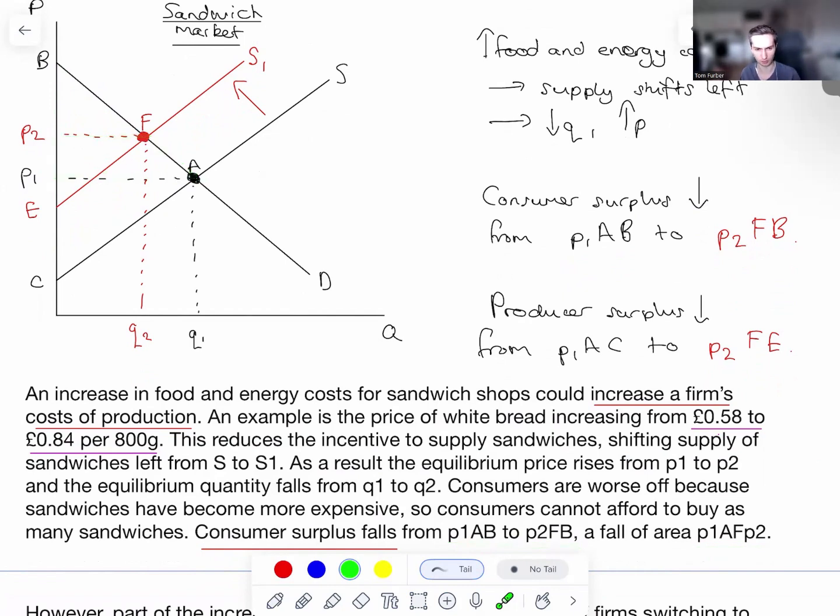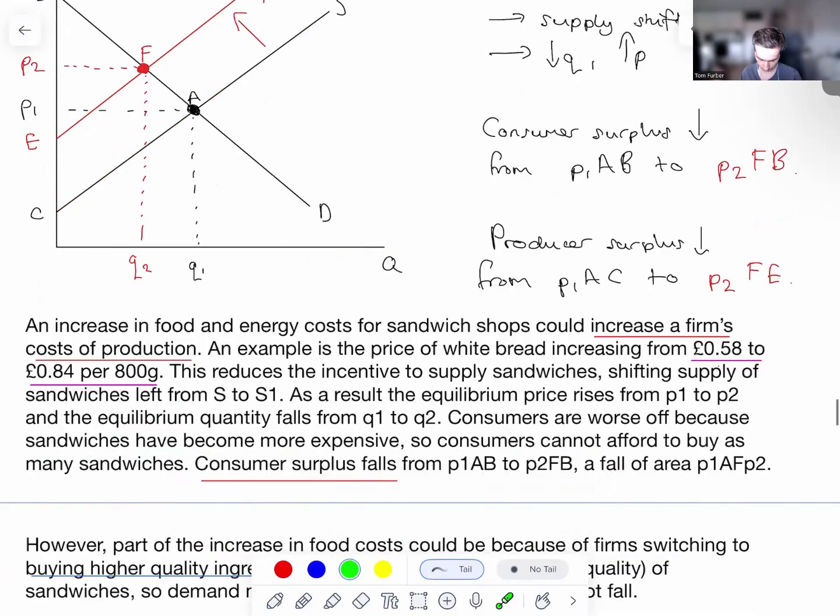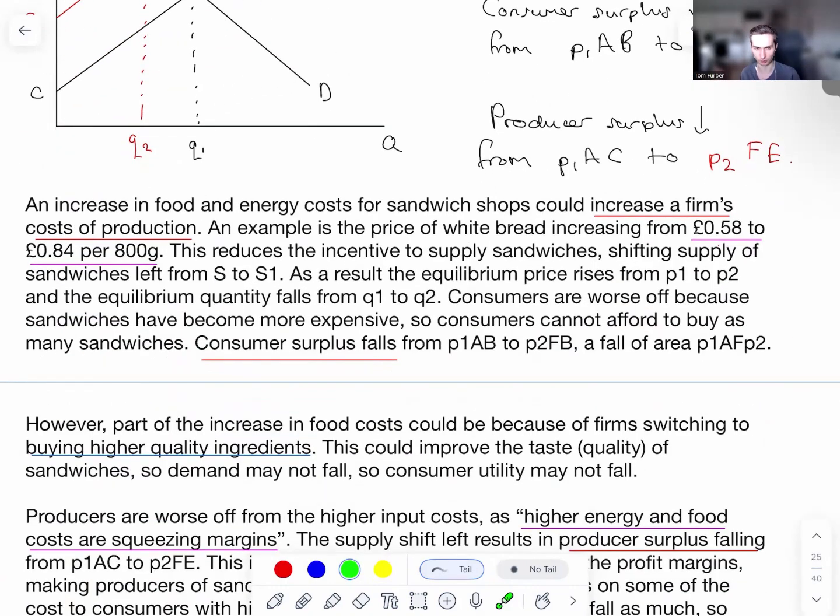And why is consumer surplus falling? The idea is that consumers are worse off because sandwiches have become more expensive. So consumers cannot afford to buy as many sandwiches. Let's evaluate the consumer surplus point.